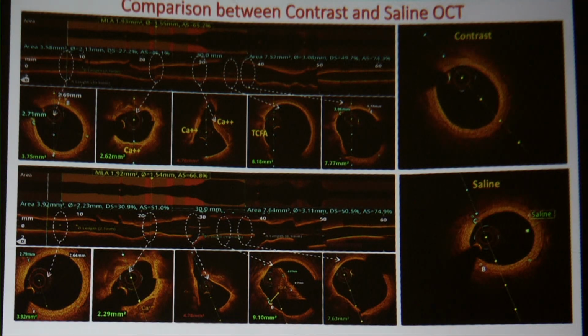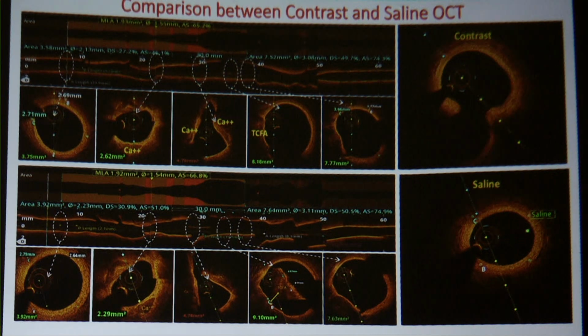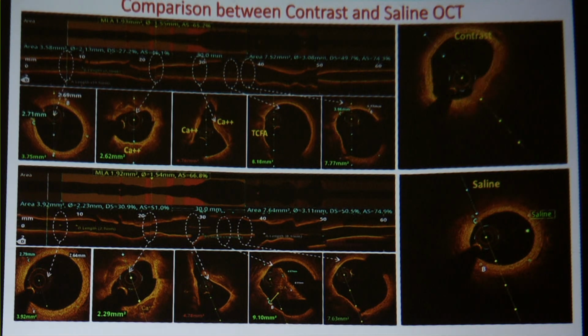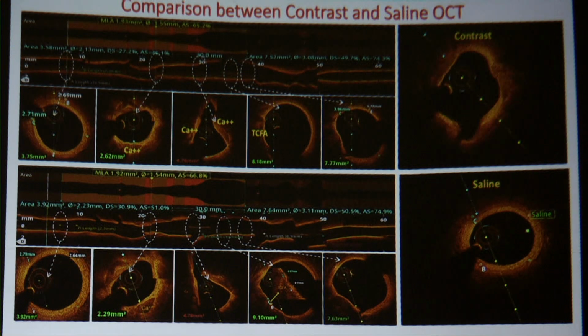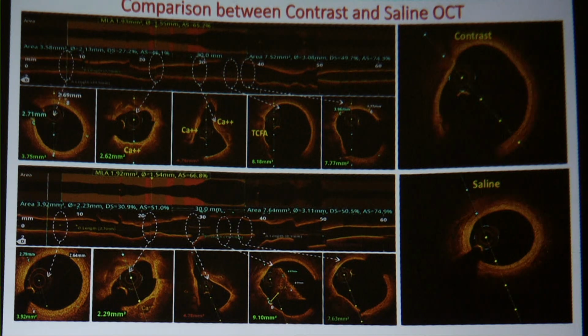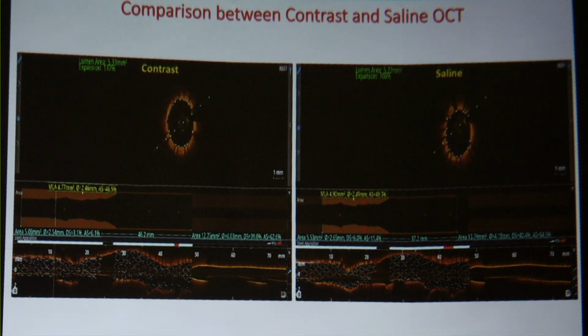This is an example of our study case. This is the contrast run, this is the saline run. Can you see? We even used the angle of calcium, the diamond-shaped calcium. This is the comparison of how we did it. We even used the thickness of the TCFA so that we are measuring the coronary artery at the same level. This is an example of left main to LAD PCI, a head-to-head comparison between contrast and saline.